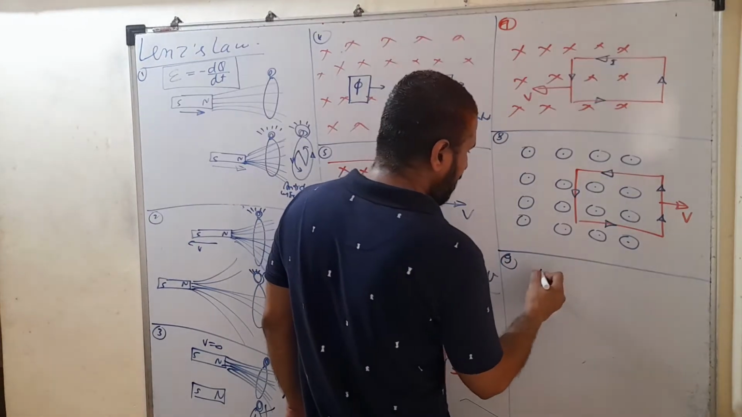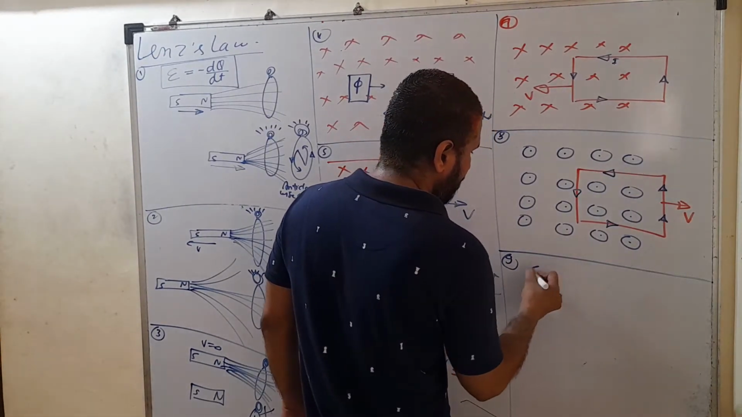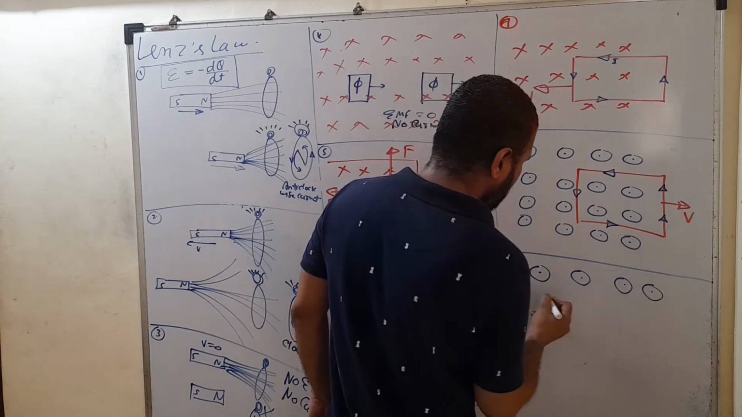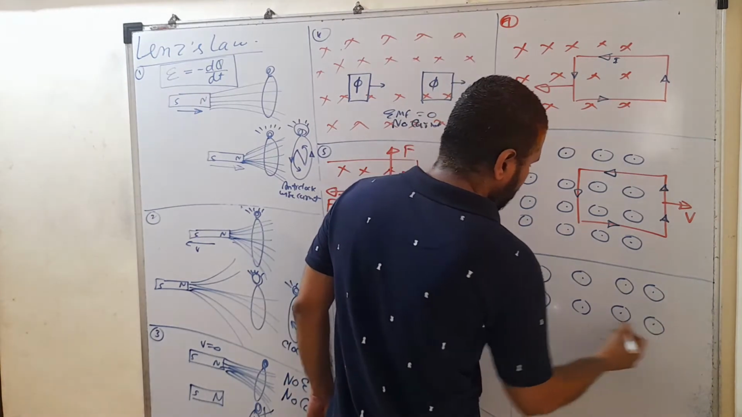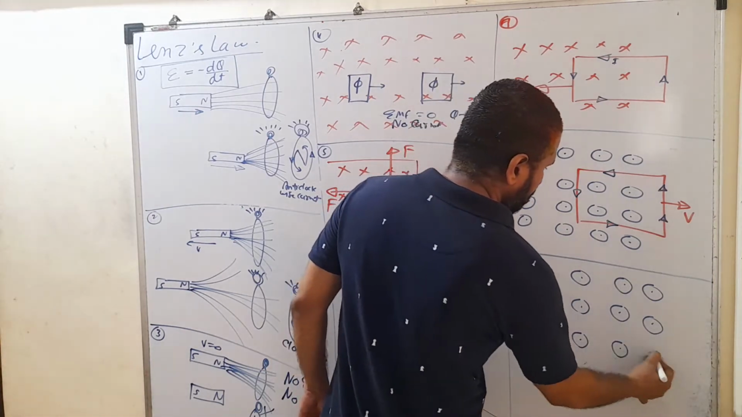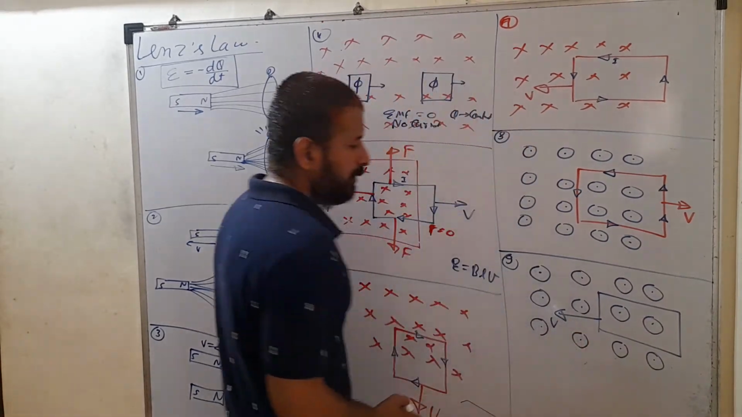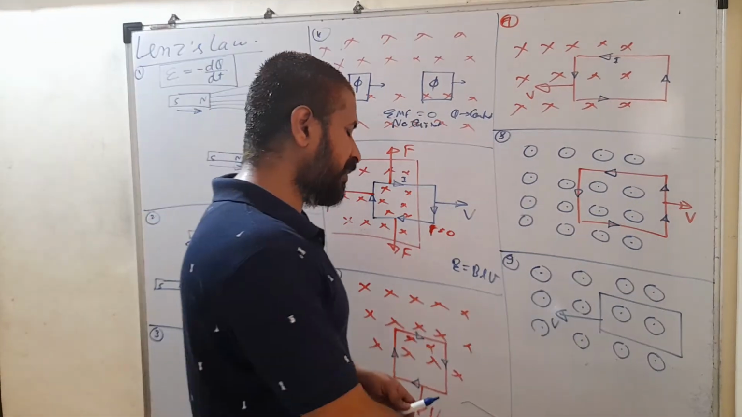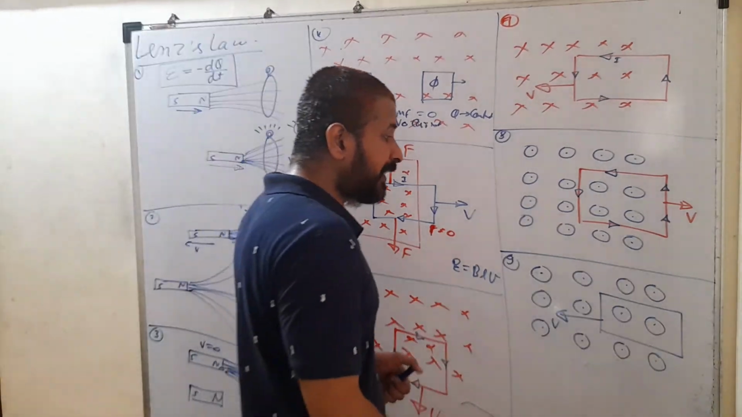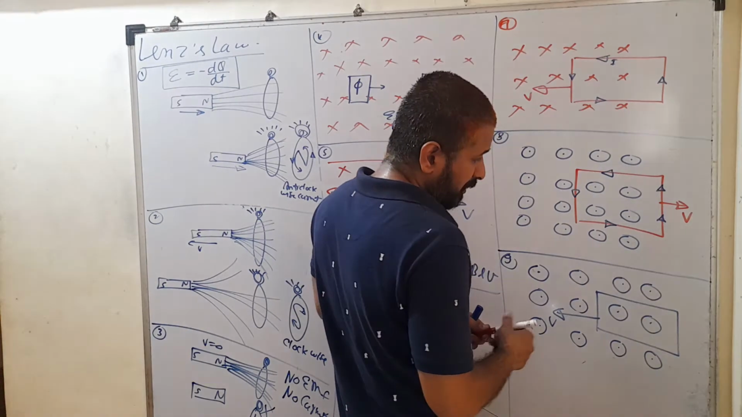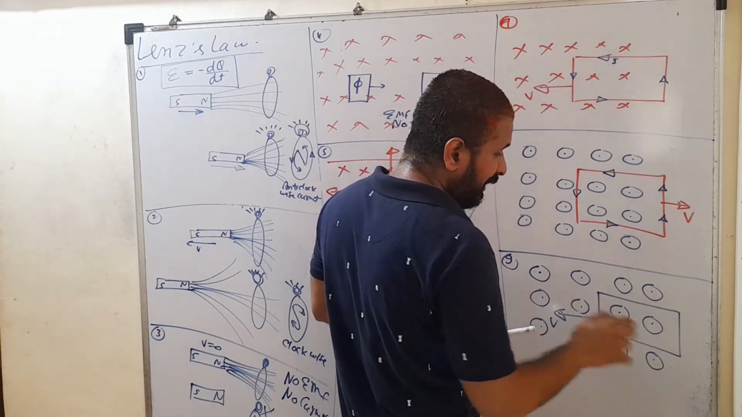9th case. From the same magnetic field, अगर इस frame को हम अंदर ले जाते हैं, if I am bringing this frame inside the magnetic field, this is the frame, और इसको हम inside ले जा रहे हैं. So now in this case, what changes are we trying to make? We are trying to increase the dot magnetic field. So the current is induced which can decrease the dot magnetic field.